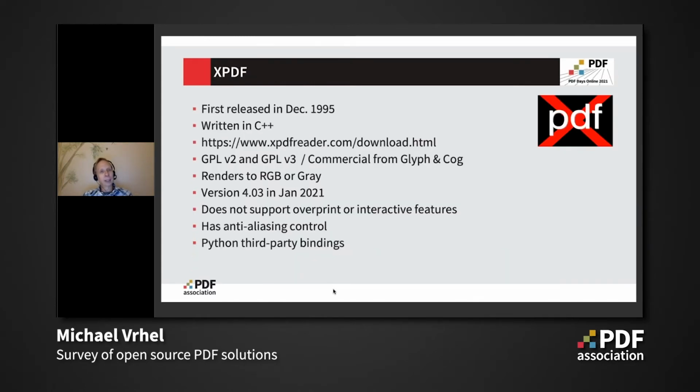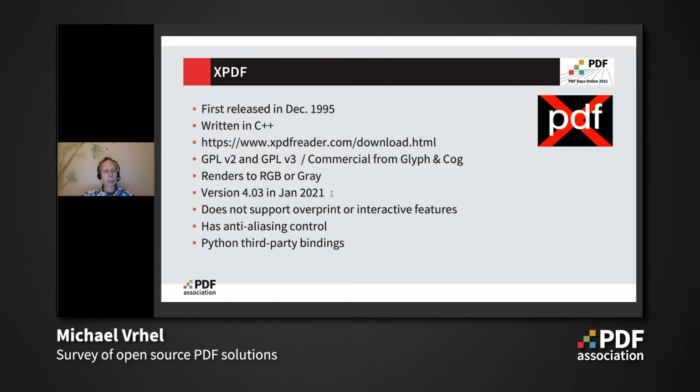Xpdf was the next on the list. Again, it was released in 1995. It is written in C++. The web address is xpdfreader.com/download.html. It's, again, one of these dual license models where you can either use the GPL version or get a commercial version from the company that owns the copyright, called Glyph and Cog. The code renders to RGB and gray. I couldn't find any capability to do CMYK.